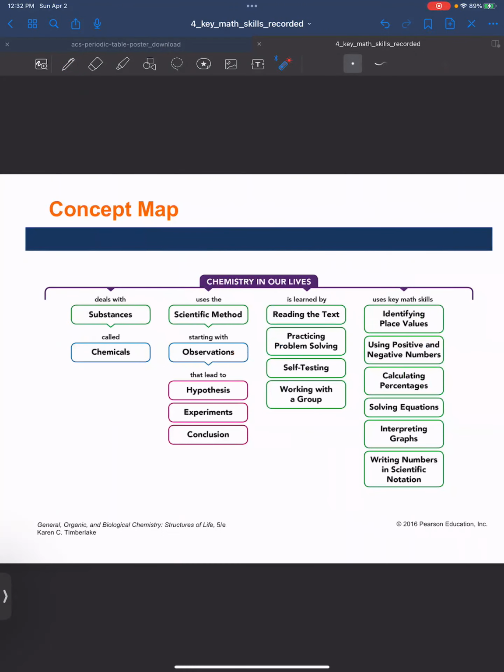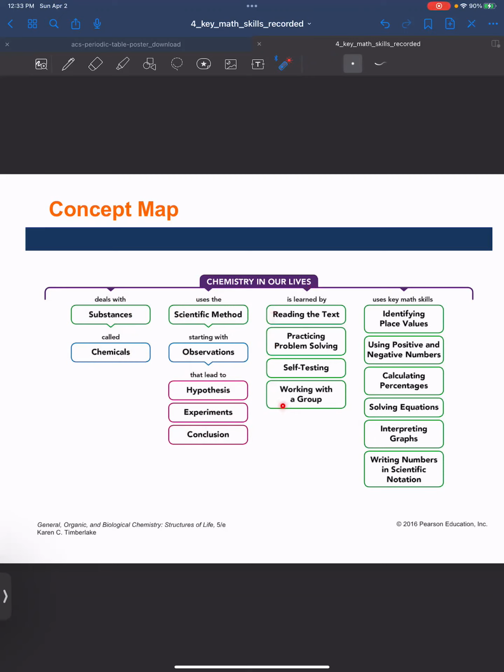And let's just review over the concept map for this first module, understanding chemistry in our lives. In the first video, we really talked about substances called chemicals and understanding what is a chemical. We then, in the second video, discussed the scientific method, which starts with observations and leads to a hypothesis, experiments, and conclusion. But remember, it was cyclical. Sometimes we have to reevaluate our hypothesis after running experiments.